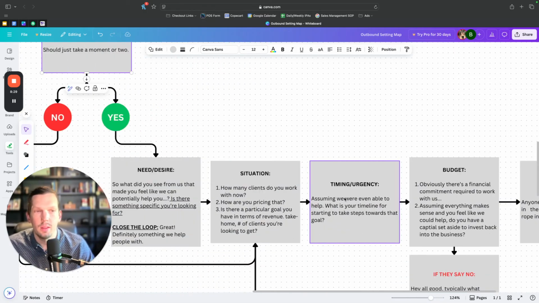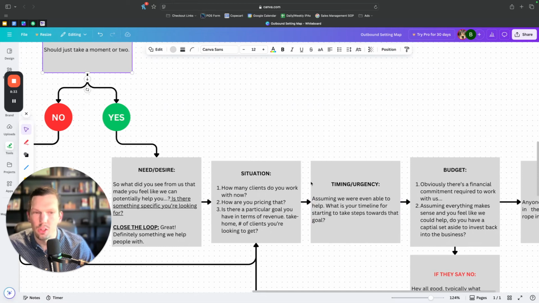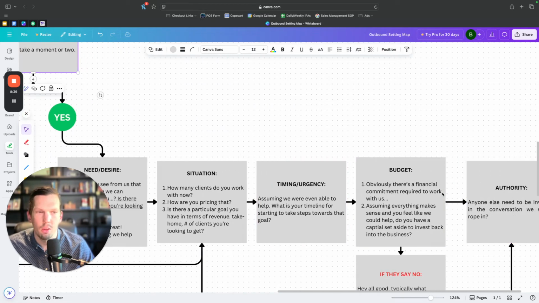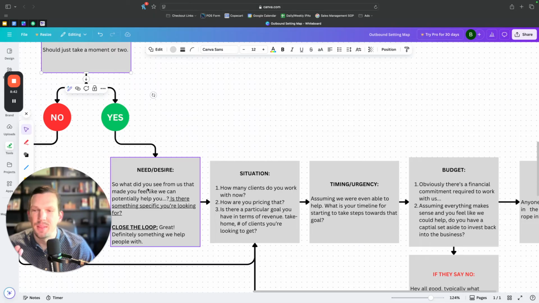Now, all of these here, the need and desire, situation, timing, urgency, budget, and authority, are qualification questions where we need to get an understanding. Do they actually need the thing that we're selling? This is one of the first things we want to make sure. What are they actually looking for help with? Because if they're looking for help walking their dogs, okay, we don't sell that, so maybe not the best fit. We've got to figure that out early on in the conversation.